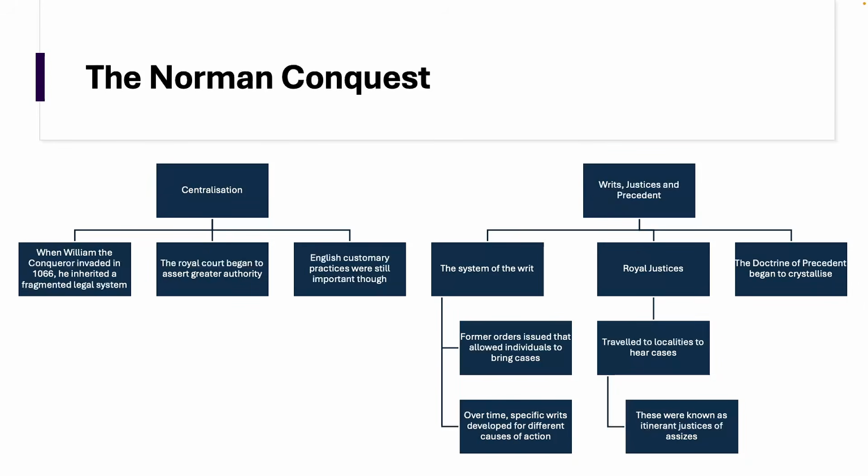As time went on then, the doctrine of precedent began to crystallise. The idea that judges and itinerant justices would look to earlier decisions on similar cases to make case law a primary source of law, and this is how the common law would begin to develop.